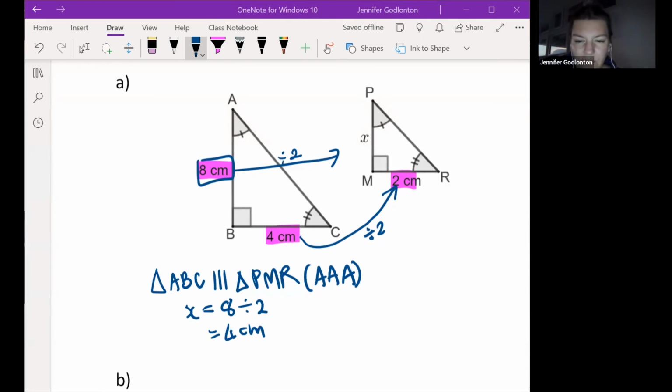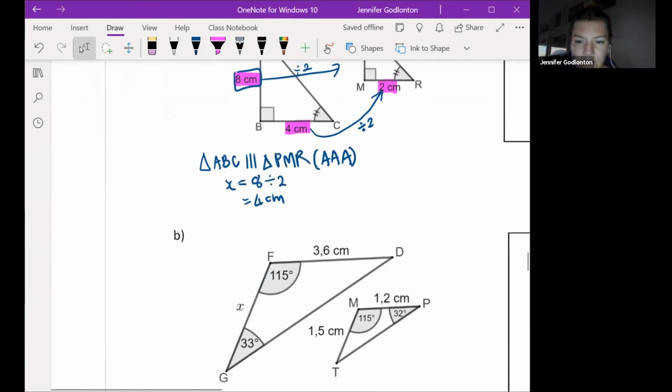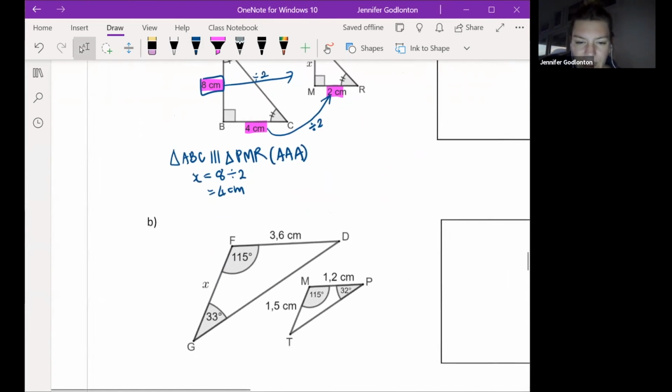Let's try and squeeze one last one in before your quiz. Okay. My question to you is, are these similar or are they not similar?